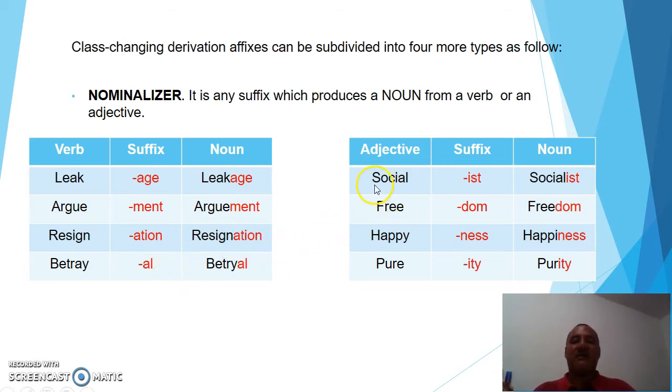The same happens when we use some kind of adjective and we use this kind of suffix to turn it into a noun. Social, socialist, free, freedom, happy, happiness, pure, purity.